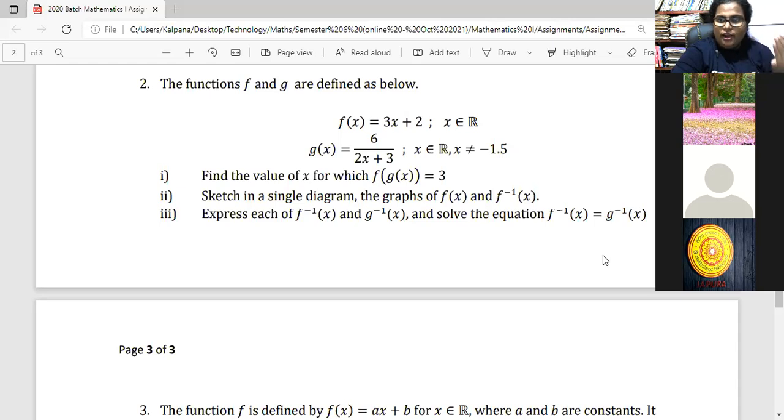ඔයගලන්ට graph එක දුන්නාම f inverse x graph එක sketch කරන්න පුළුවන් වෙන්න ඕනේ, because you must know the relationship between the function and the inverse function on the graph sheet. So we'll see how it should be taken here. Let me share the whiteboard.